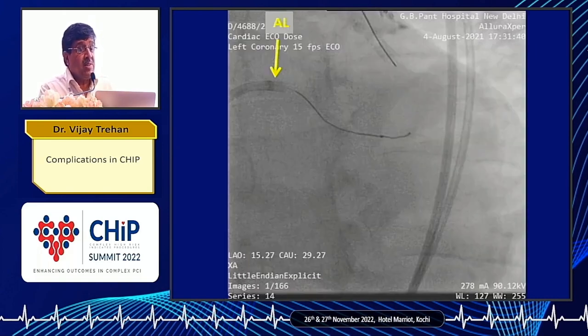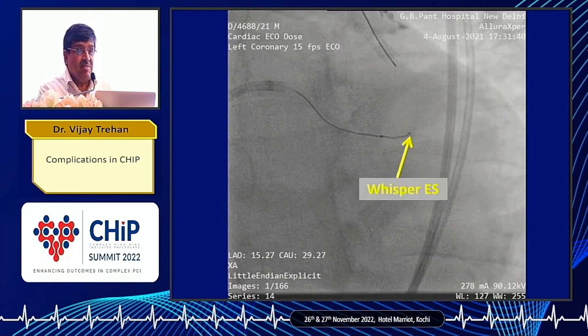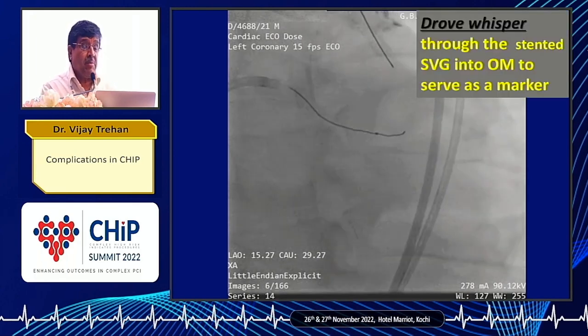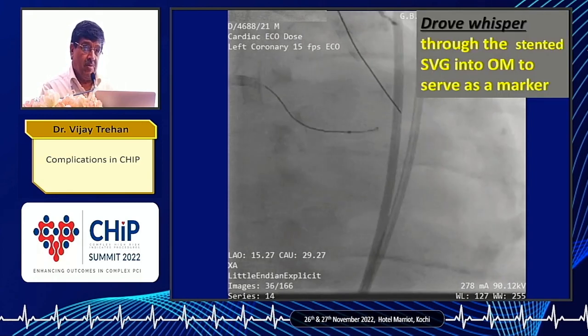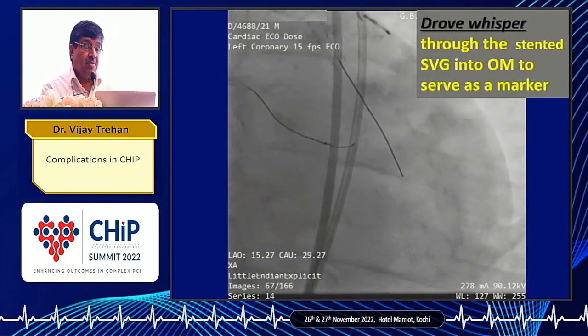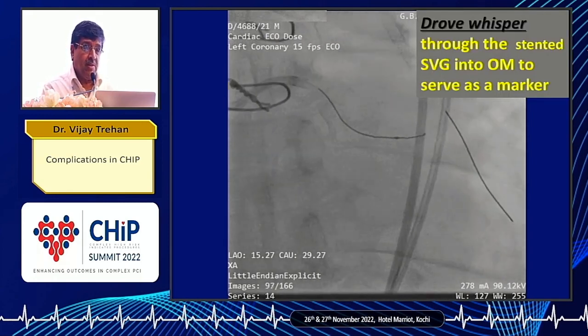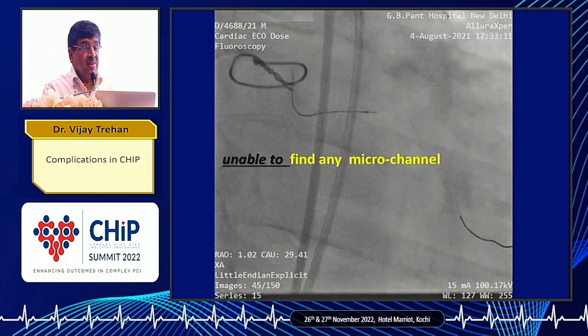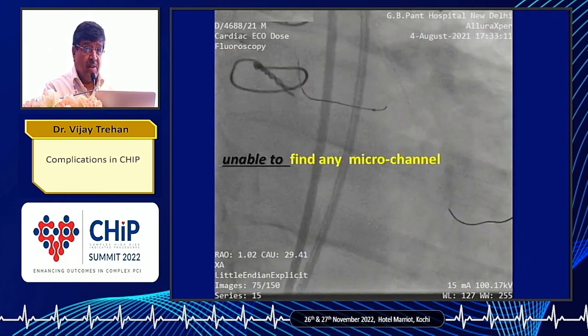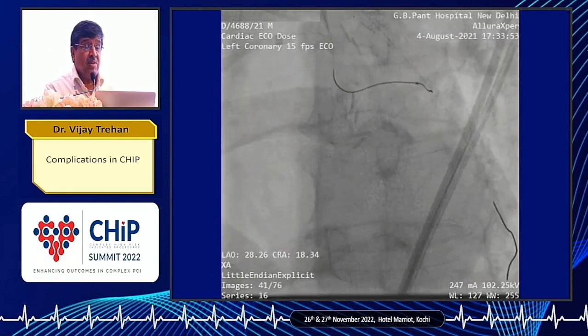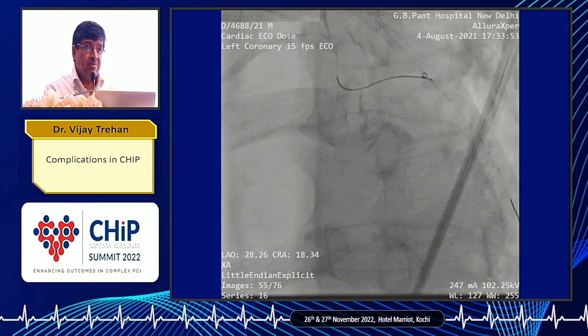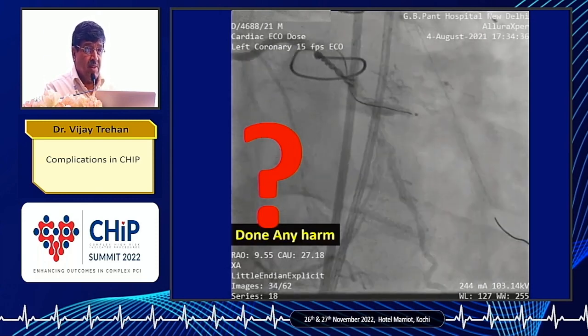So I thought, start with an AL, take a Fine Cross, and then a Whisper ES out of it. And as I was trying to connect to the vein graft, I thought, let me drive my wire, which I had pulled back, into the vein graft. This is a Whisper ES, so that will serve as a reference. But I was not very lucky, didn't find any microchannel. Not only this, the wire started to do some mischief. Then I thought, not strong enough. Have I done any harm by now?